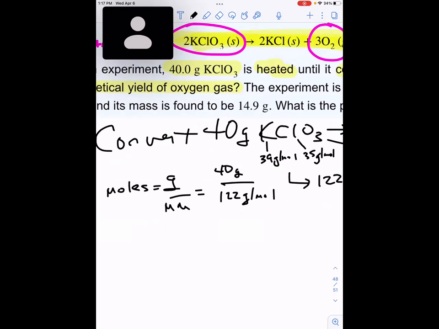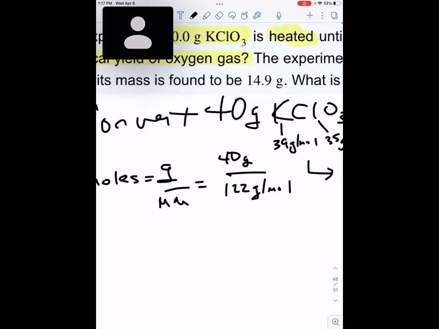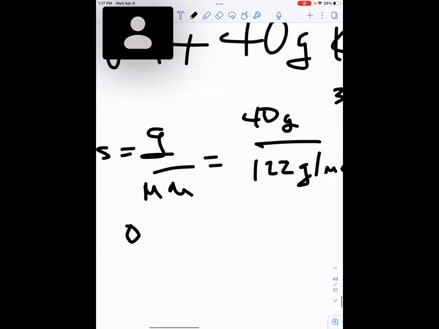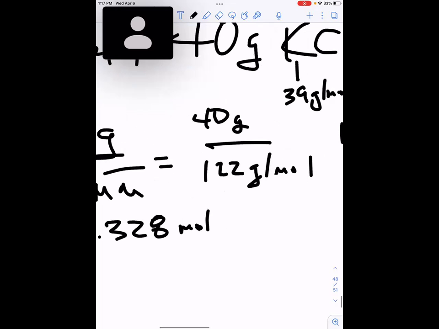I got 0.328 moles. Okay, 0.328. All right. Yes, sir. So that's moles of KClO3. All right.